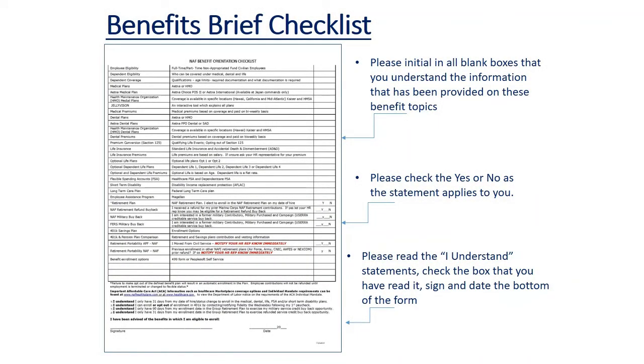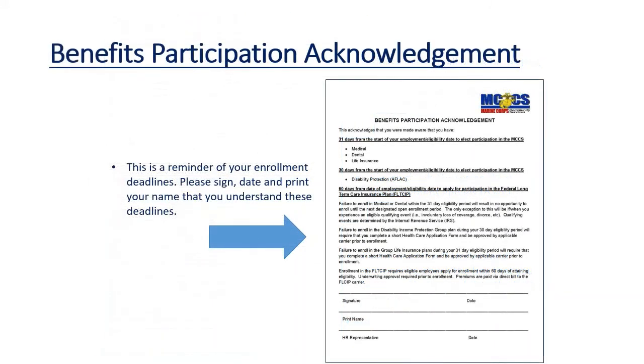This is the benefits brief checklist form. Please initial all blank boxes that you understand the information that has been provided to you on these topics. When you reach the yes/no statements, please check the yes or no statement as applies to you. At the bottom of this form, please read the I understand statements and check the box that you have read it, you understand, and at the bottom of the form, please sign and date.